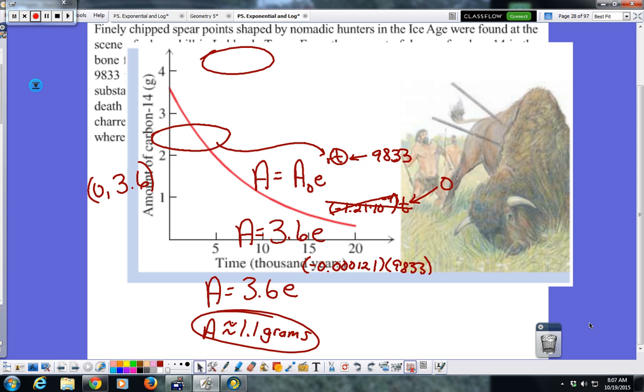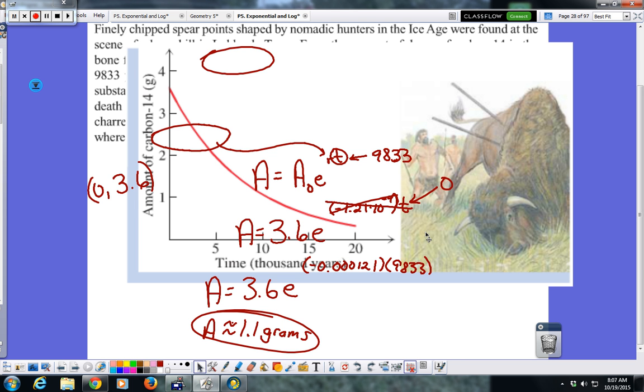Remember what exponential decay looked like the other day. It tapers off at normally 0. Will there ever be 0 grams of carbon-14 left in this item? No. The way it decays, at the rate it decays, you could be very close to 0, but you'll never have 0 grams.